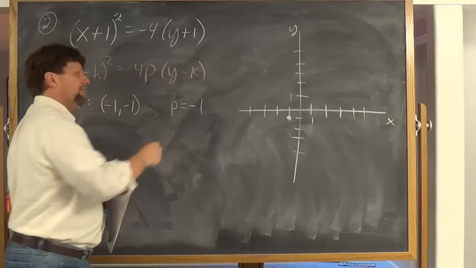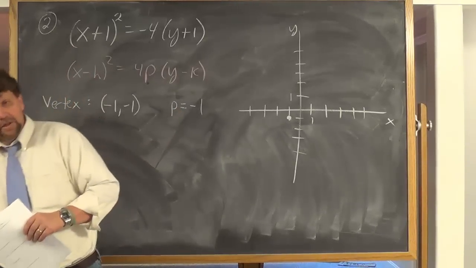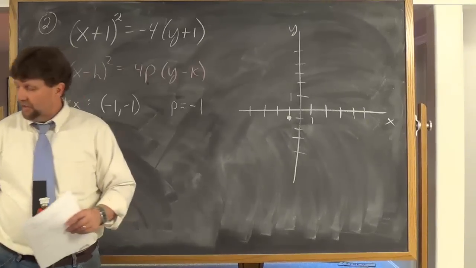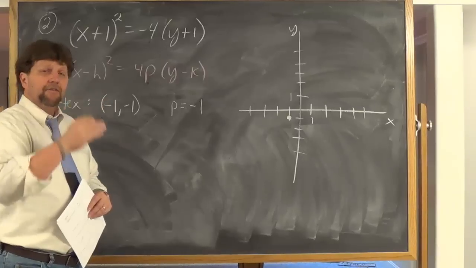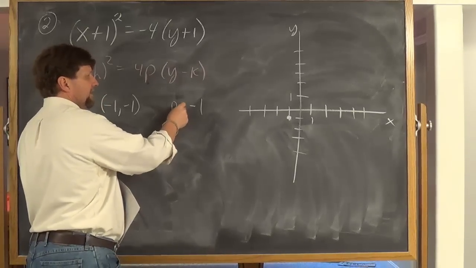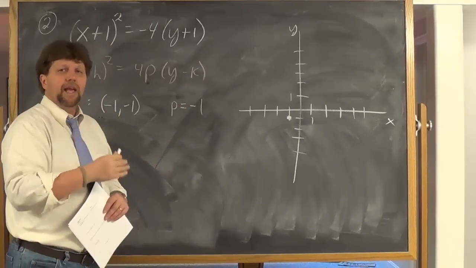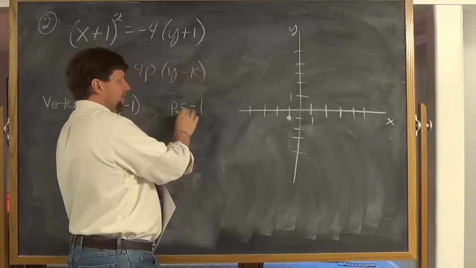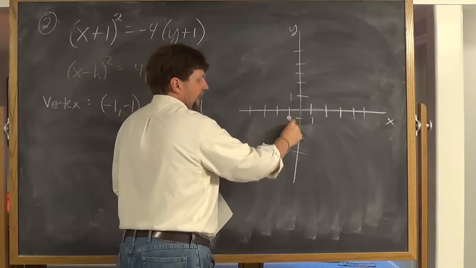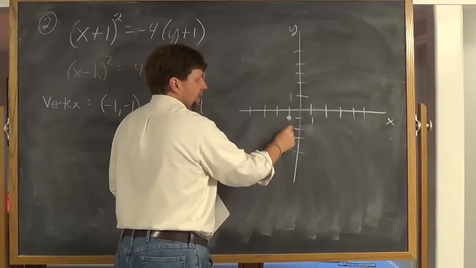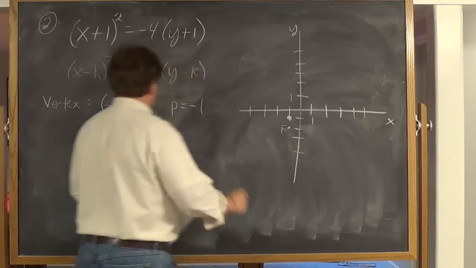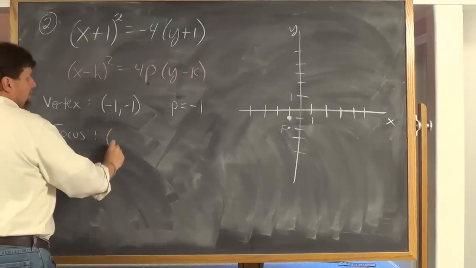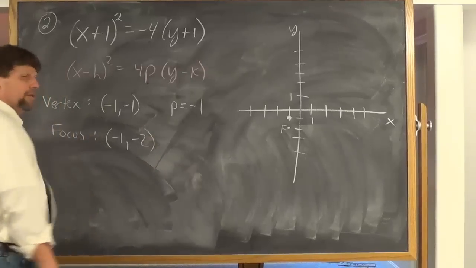Now I use this value of p to find the other items that you were asked. You were asked to find the focus as well as the directrix. To find the focus, I have p as a -1. I am simply going to count. Here's my vertex, (-1, -1). With a p value of -1, I count down 1 unit. That's the focus. I count down 1 unit, and that gives me the focus being at (-1, -2).